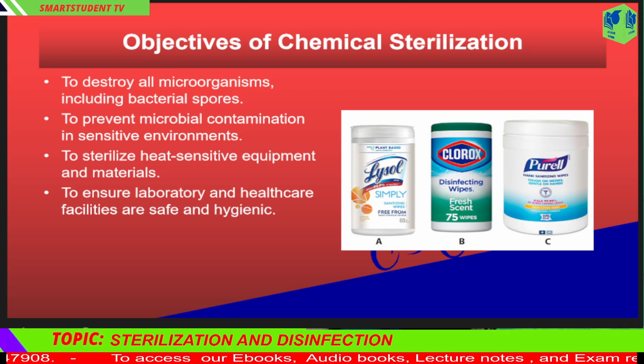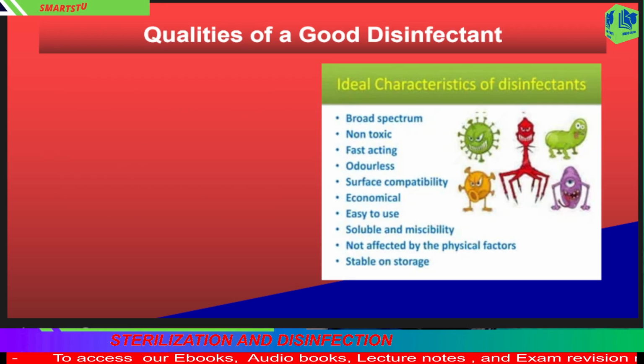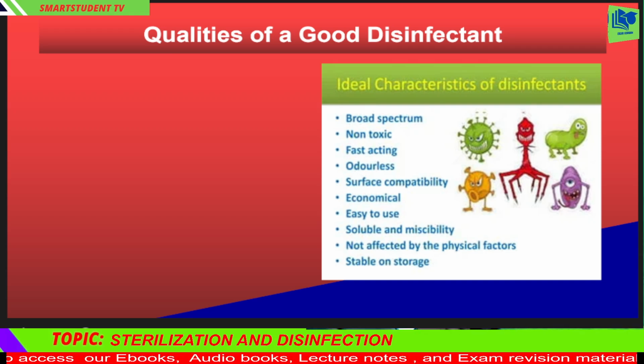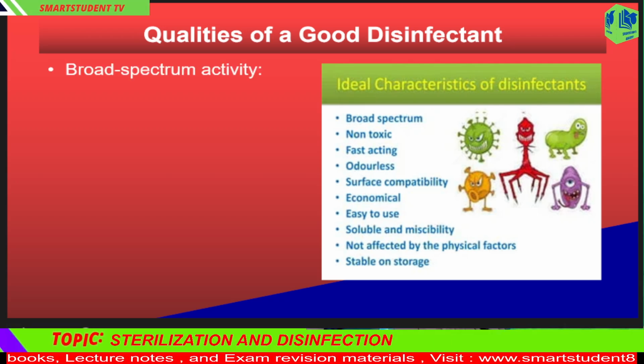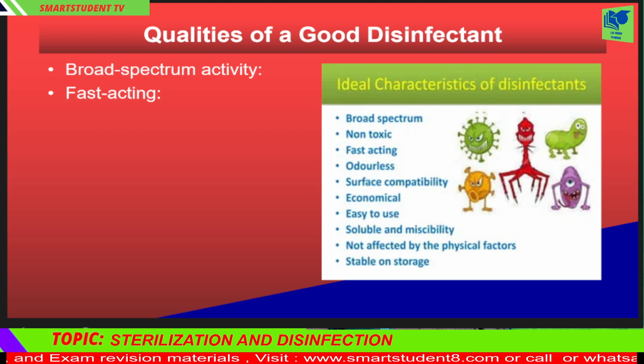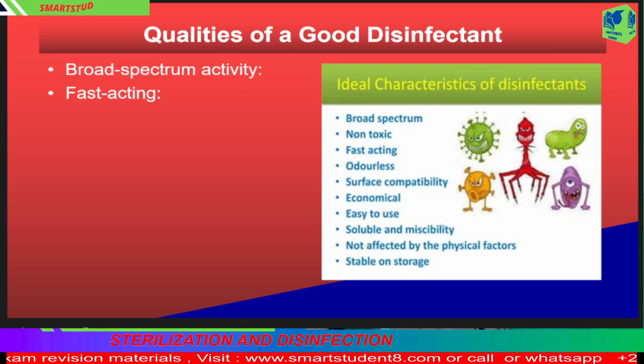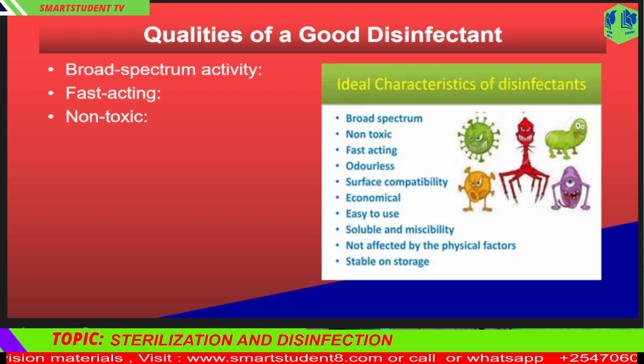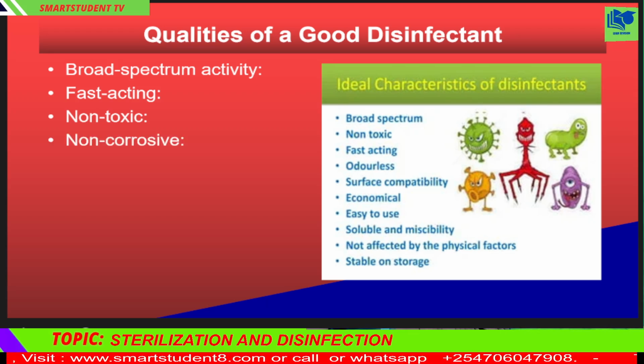What makes a good disinfectant? Here's the million-dollar question. What qualities should a good disinfectant have? Well, it's not just about smelling strong or bubbling on contact. 1. Broad-spectrum activity. It should kill a wide variety of microbes. 2. Fast-acting. Nobody has time for a disinfectant that takes hours. 3. Non-toxic. Safe for humans and animals. 4. Non-corrosive. Shouldn't ruin expensive lab equipment.